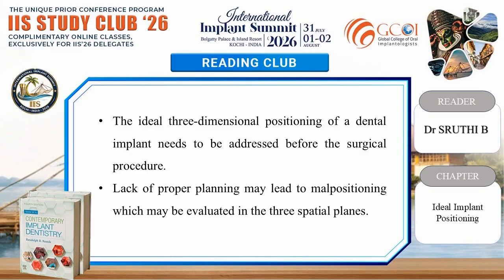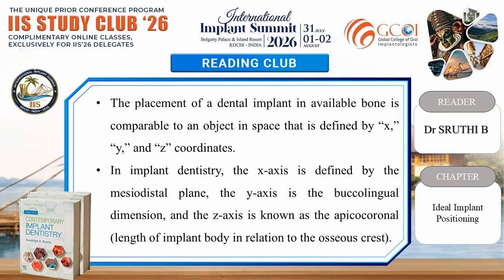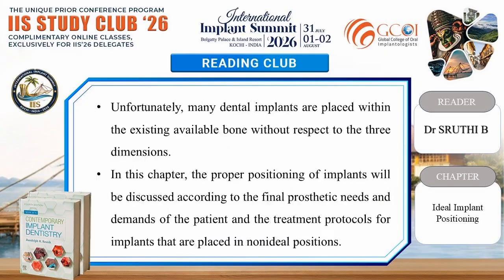The ideal 3-dimensional positioning of a dental implant needs to be addressed before the surgical procedure. Lack of proper planning may lead to malpositioning, which may be evaluated in the 3 spatial planes. The placement of a dental implant in available bone is comparable to an object in space that is defined by X, Y and Z coordinates. In implant dentistry, the X-axis is defined by the mesiodistal plane. The Y-axis is the buccolingual dimension and the Z-axis is known as the apicocoronal, that is, the length of the implant body in relation to the osseous crest.